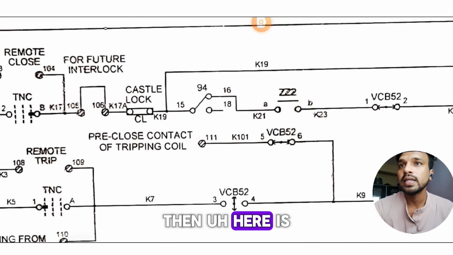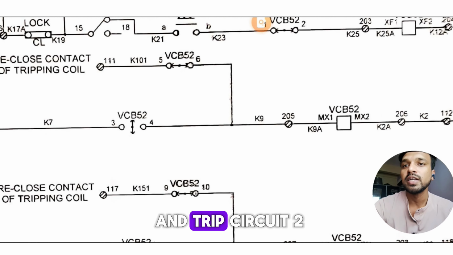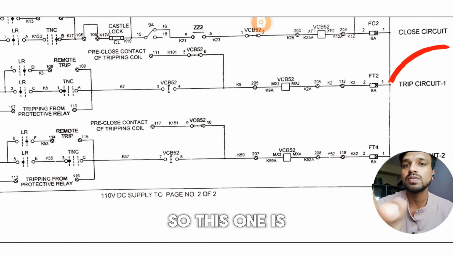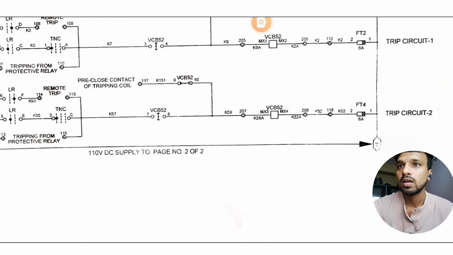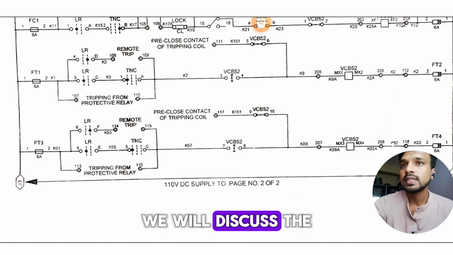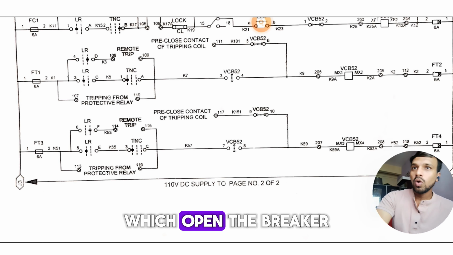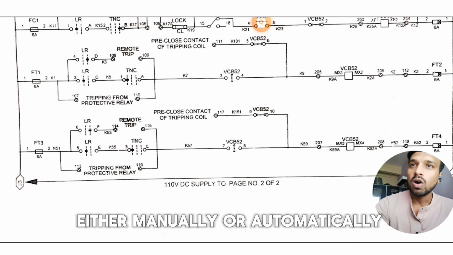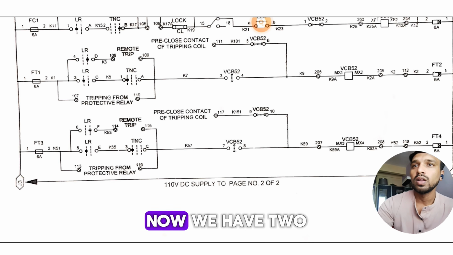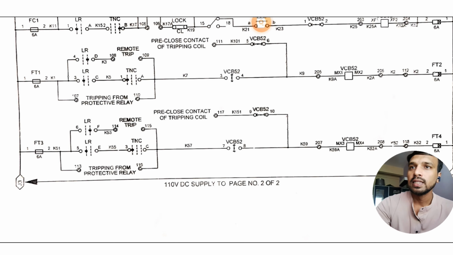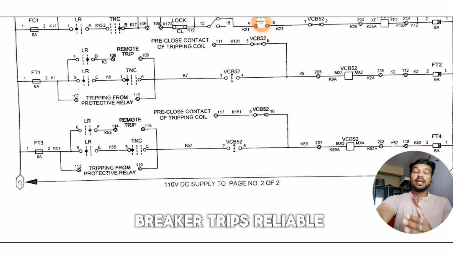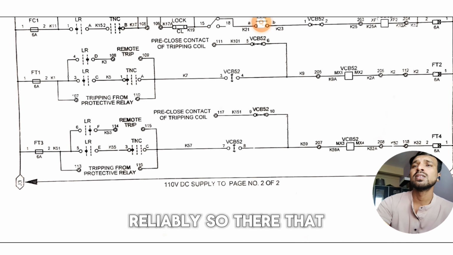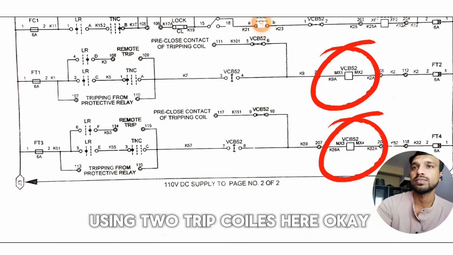And then here is the trip circuit 1 and trip circuit 2. So this one is the trip circuit 1 and this is the trip circuit 2. Now we will discuss the trip circuit, which opens the breaker either manually or automatically during faults. Now we have two tripping circuits here, and this provides redundancy to ensure the breaker trips reliably. So that is why we are using two trip coils here.